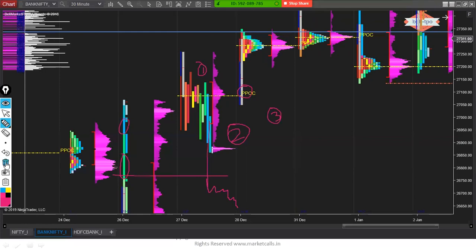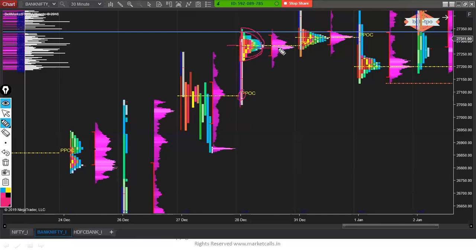Again, if you look at the second day, it tested the prominent point of control. It took a drive and you see that it becomes a P-shaped profile. The profile looks like a P-shaped profile, where the activity started at the bottom and moved to the top. In the first 1 hour, it went to the top and activity went to the top. It forms one more prominent point of control.